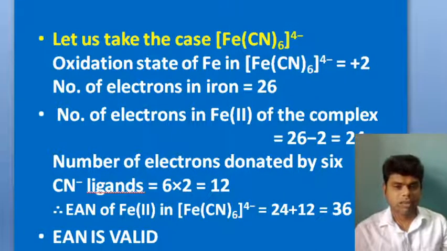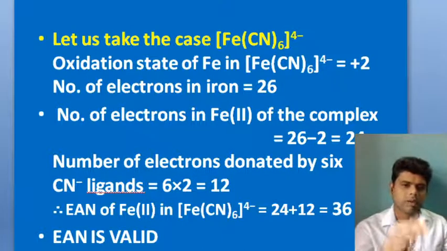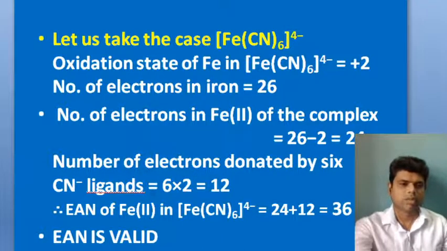Now the ligands are donating to Fe2+. As Sidgwick has proposed, ligands keep donating electrons to the central metal atom or central metal ion till it attains noble gas configuration. So how many ligands are there? 6 ligands, each donating 2 electrons. So 6 into 2 is 12.